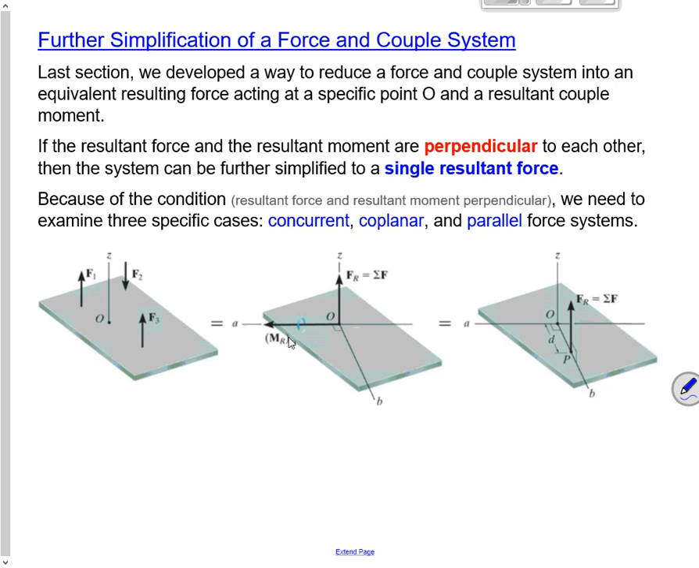I can further simplify it. If the resultant force and the resultant moment at the end, I end up with a single force and a single moment. If those two things are perpendicular to each other, then I can further reduce that by moving that single force some perpendicular distance d to produce that same moment.